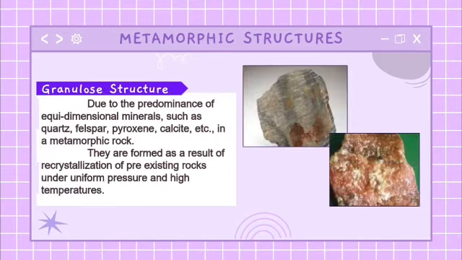Now, let's go to the granulose structure. Due to the predominance of equidimensional minerals such as quartz, feldspar, pyroxene, calcite, and etc. in a metamorphic rock, these structures are formed. They are formed as a result of recrystallization of pre-existing rocks under uniform pressure and high temperatures. So, here is an example of a granulose structure.